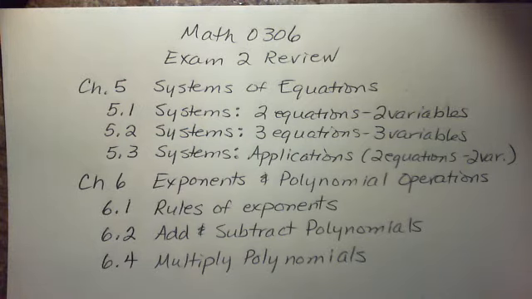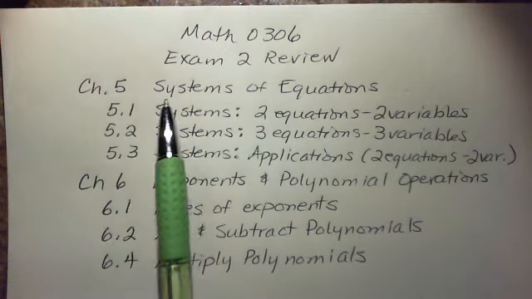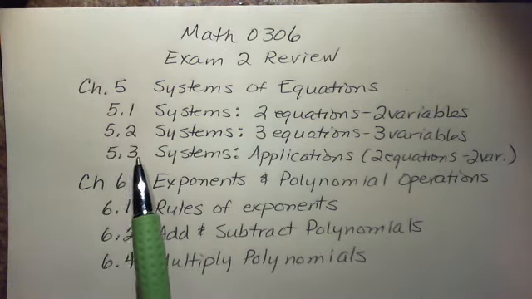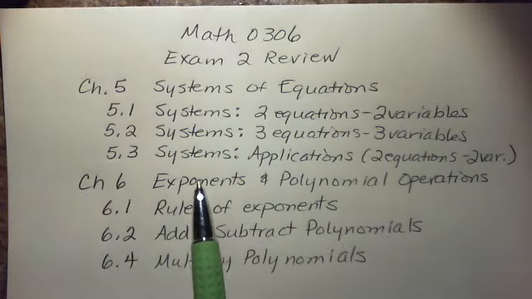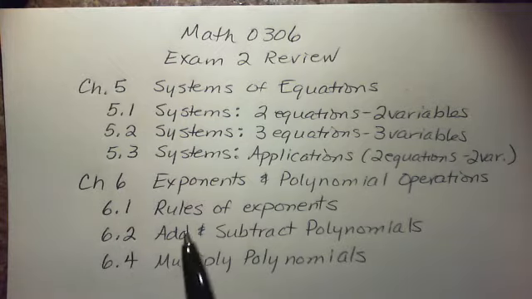Hello students, this is your review for Math 0306 Exam 2. Exam 2 will cover Chapter 5, Systems of Equations, Sections 1, 2, and 3, and Chapter 6, Exponents and Polynomial Operations, Sections 6.1, 6.2, and 6.4. Remember that much of this is review.